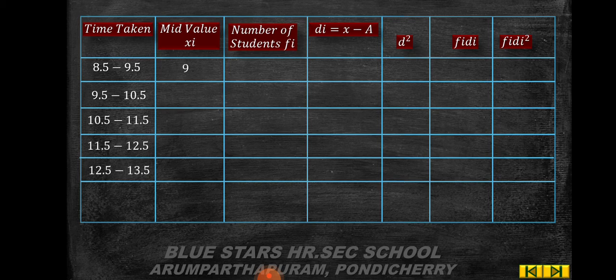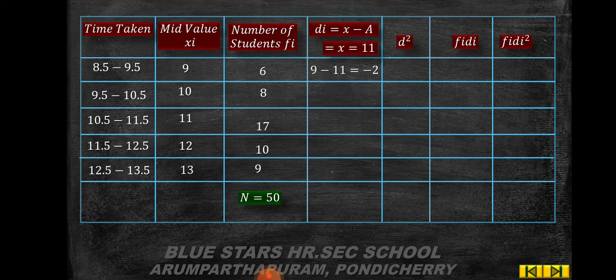Then you have to find the middle value, that is 8.5 plus 9.5 by 2. You get 9, 10, 11, 12, 13. So number of students is 6, 8, 17, 10, 9. So here capital N is equal to 50.